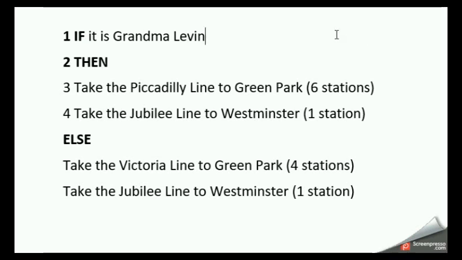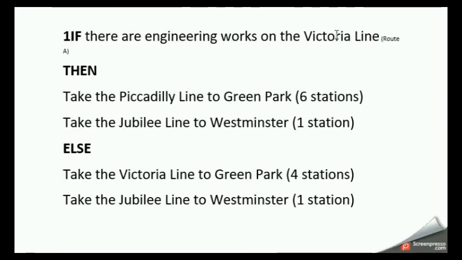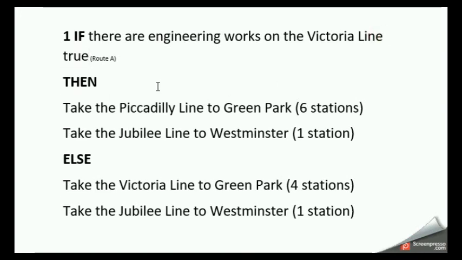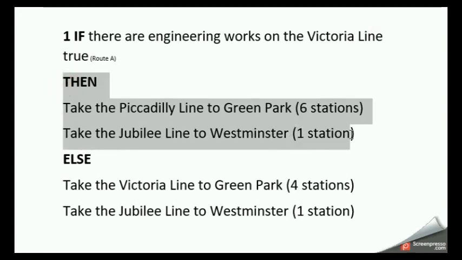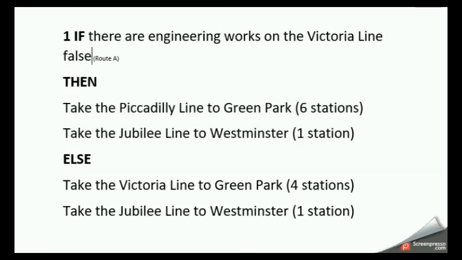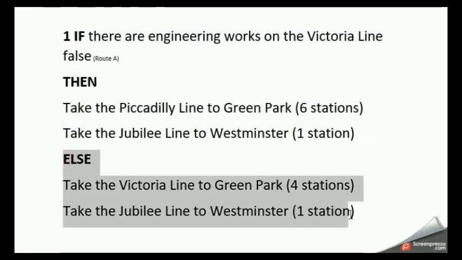In the last scenario, let's just undo this. If there were engineering works, then this would be true. And if it's true, this is ran. If there's no engineering works, it'll be false. There's none. So this is not ran, it'll be this which is ran. And that, folks, is conditions on algorithms.